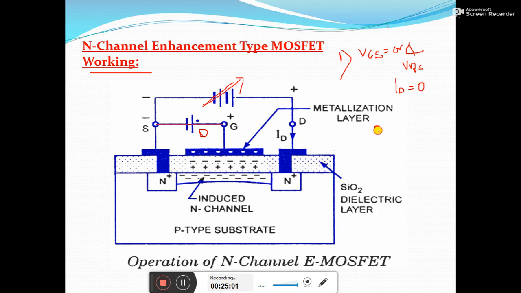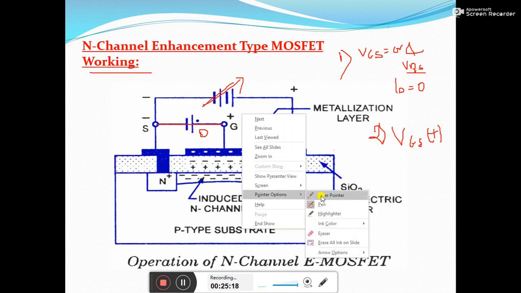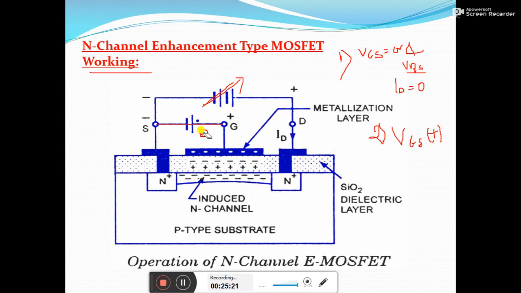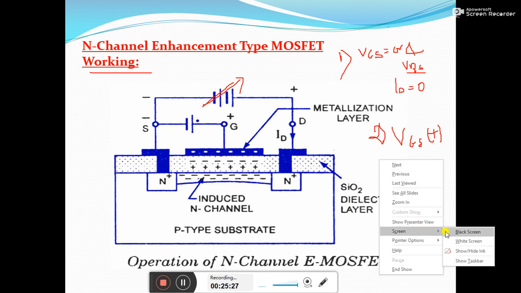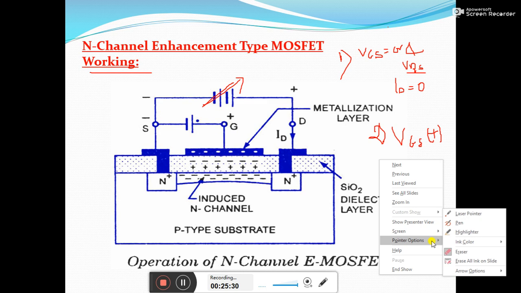In the second case, whenever VGS is applied, or you can say VGS is made positive, and as in the previous case, VDS is applied. What happens? Let's consider. Let's erase this. Now the gate is made positive with respect to source.